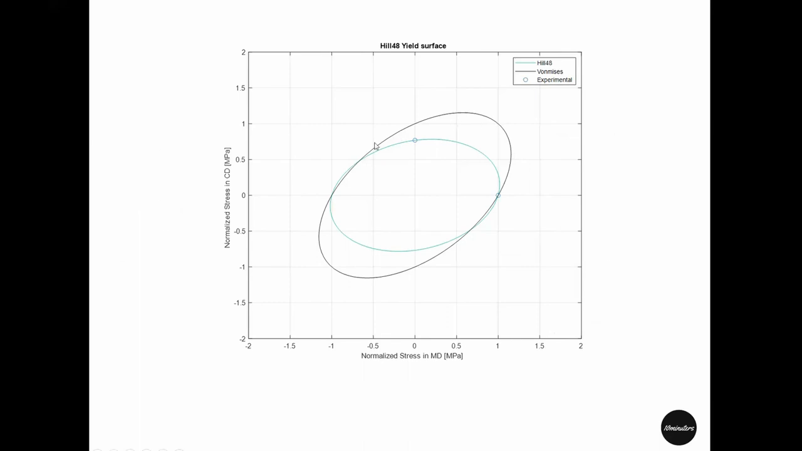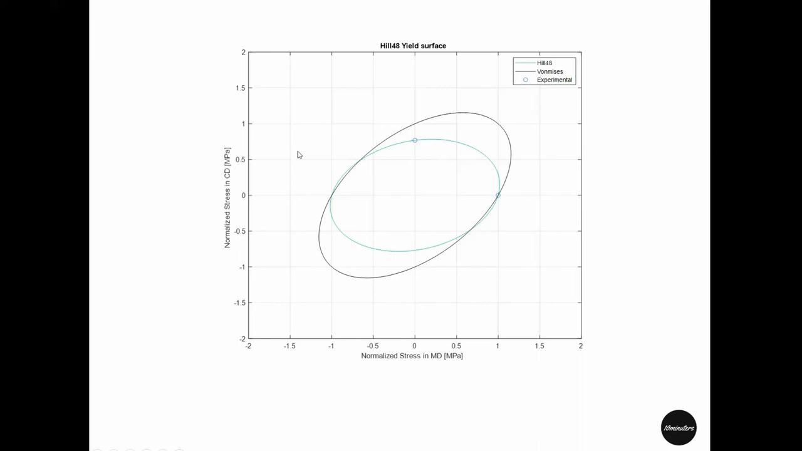In a separate video, I have shown how you can plot your Hill48 yield function together with the von Mises yield function. And it was clear from the plot that your experimental 0 degree and 90 degree yield stress ratio is very close to the Hill48 yield function.